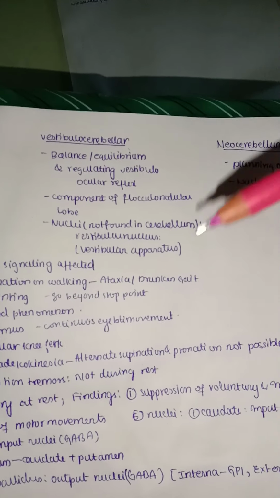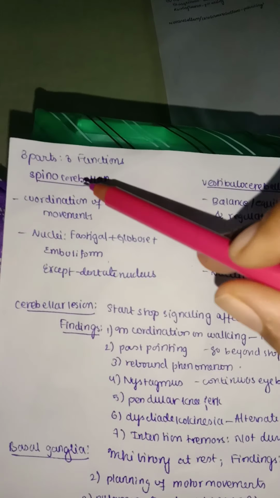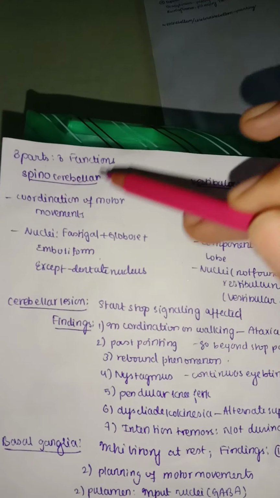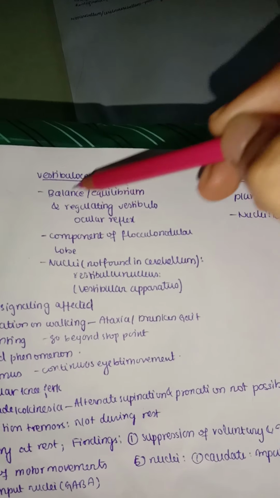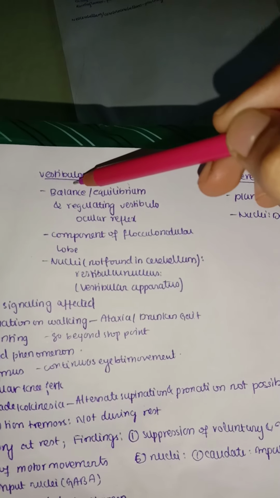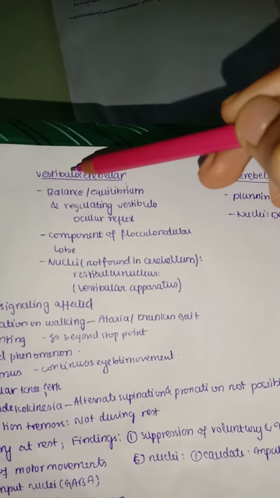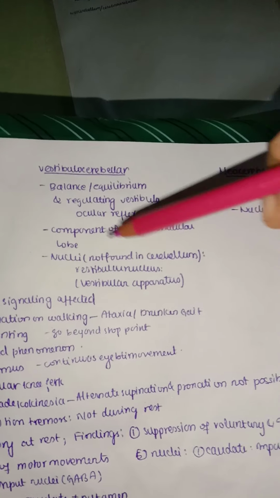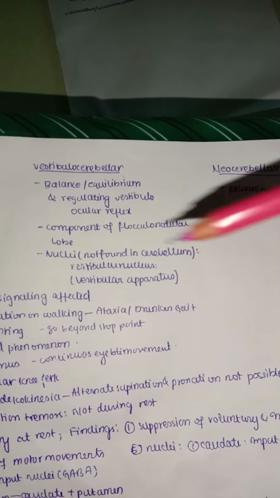Next, coming to the vestibular cerebellum. This part is mainly useful for balance and equilibrium. So remember, spinocerebellum is for coordination of motor movements; you can remember it like this: the spinal cord is there, so it will coordinate the motor movements. Vestibular cerebellum got this name because it's associated with the vestibule. You know what a vestibule is? It's present in our inner ear, right? The vestibule is for balance and equilibrium of the ear, and the same for the cerebellum also. It also regulates the vestibulo-ocular reflex.